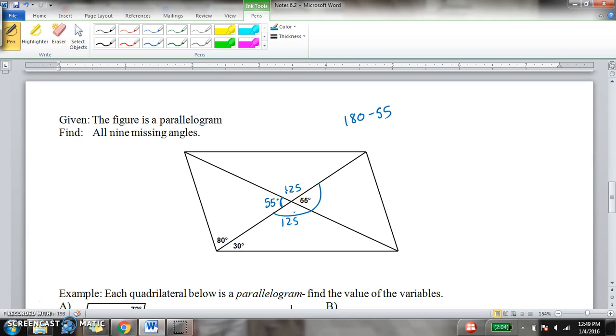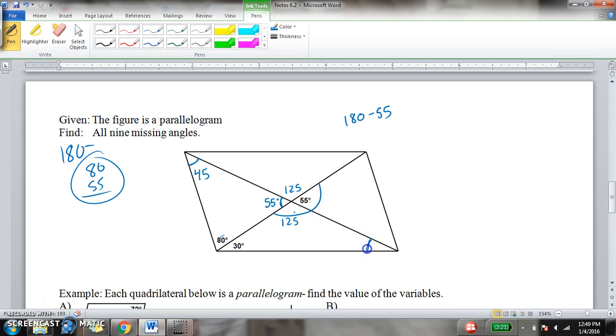Next, we have to deal with triangles. So if I start here, I've got 2 angles in this triangle. To find the third angle in that triangle, I add up the 2 that I have, 80 and 55, and then I subtract whatever that number is from 180. When I do that, I get 45.